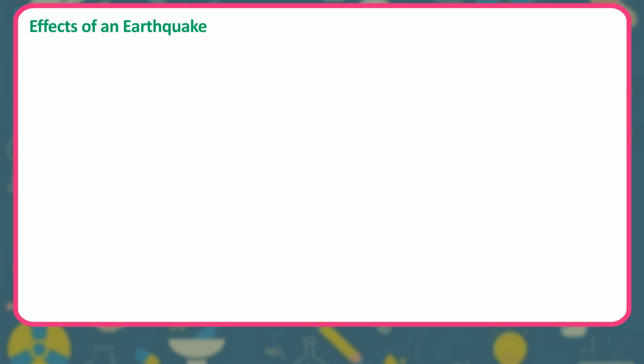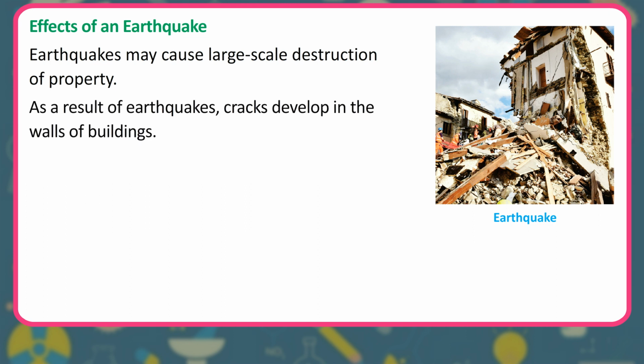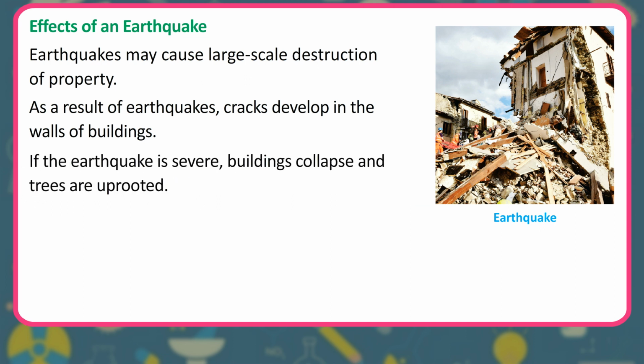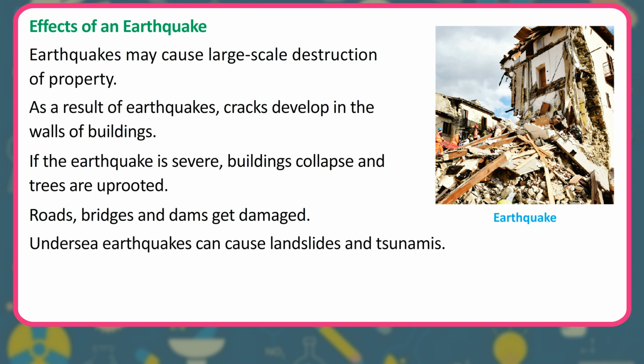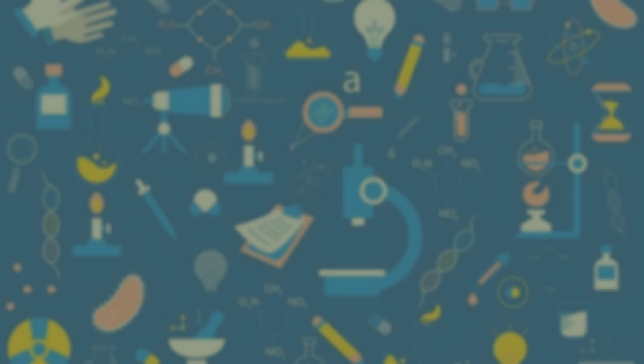Effects of an earthquake. Earthquakes may cause large-scale destruction of property. As a result of earthquakes, cracks develop in the walls of buildings. If the earthquake is severe, buildings collapse and trees are uprooted. It can cause landslides and fires. Roads, bridges and dams get damaged. Undersea earthquakes can cause landslides and tsunamis. People lose their lives when they get trapped under the debris. There is a huge loss of both life and property.